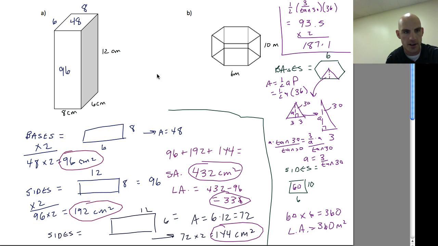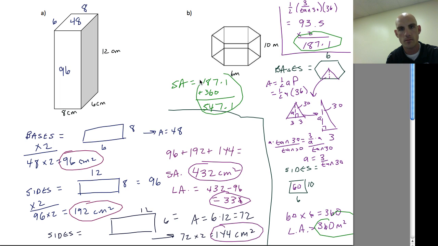Let me get a green color here. These are for the bases. This is for the lateral surface area. So surface area equals 187.1 plus 360, and that gives me 547.1. Okay, that's my surface area. Find the area of all the pieces and add them together. Okay? Yeah, it's a little bit of work, but it's everything that we've done before.